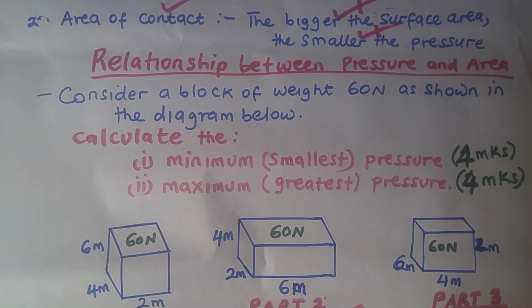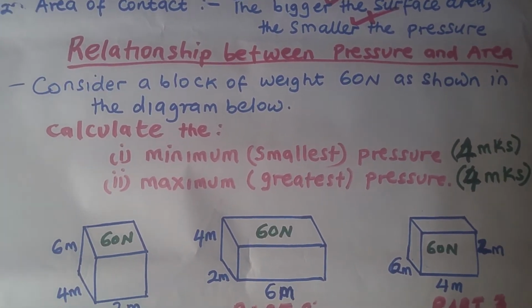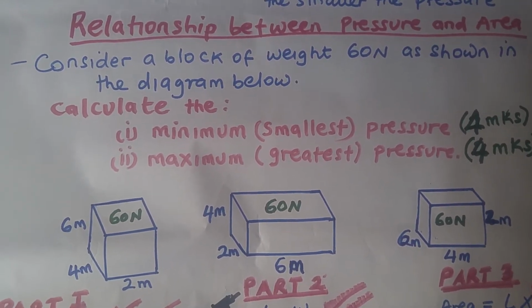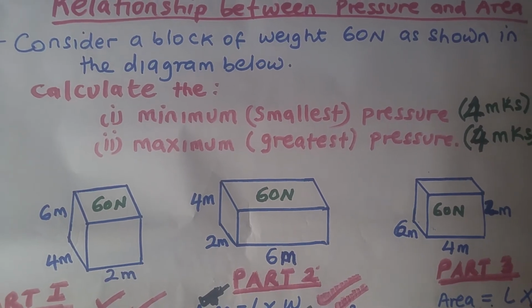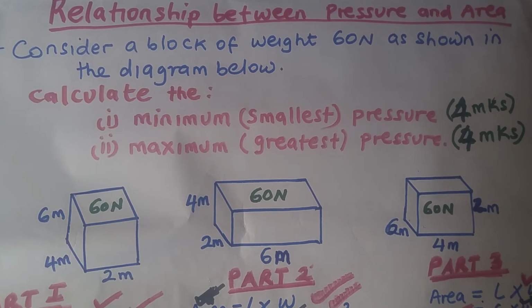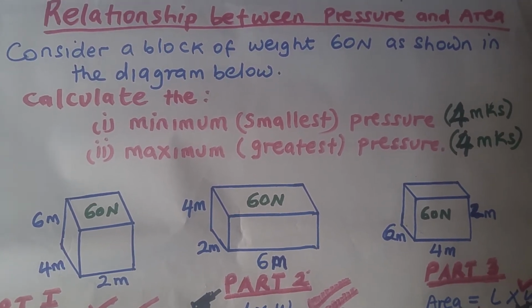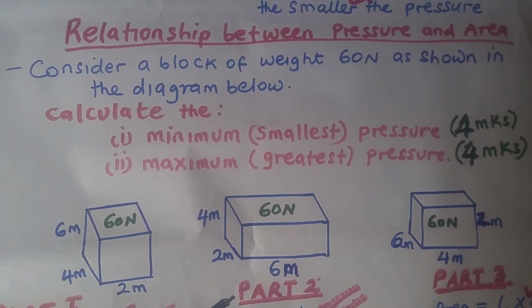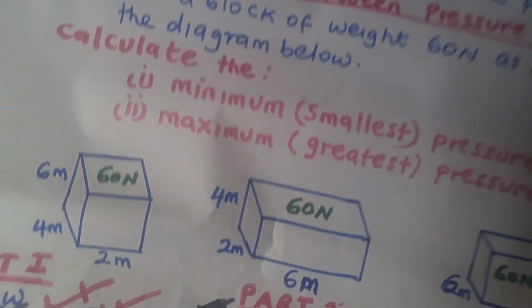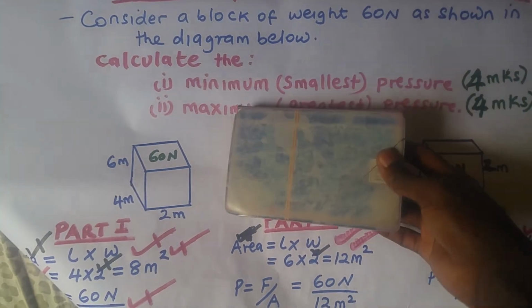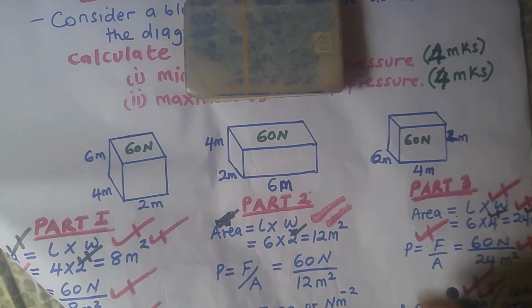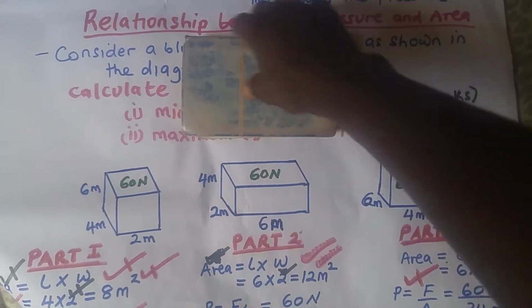Consider a block of weight 60 newtons as shown in the diagram below. After considering, you are supposed to calculate the minimum, which is the same as the smallest pressure. Then you also calculate the greatest or the maximum pressure. Now, we are told you have a block. I want to use this book as an example, supposing this book is representing this block.